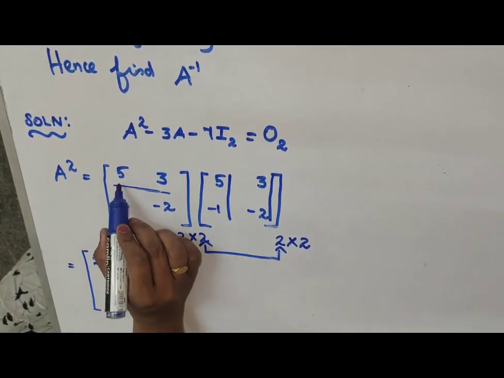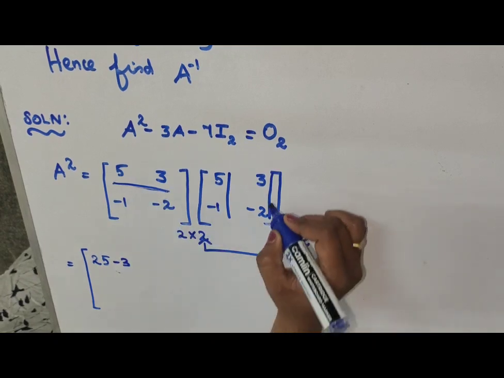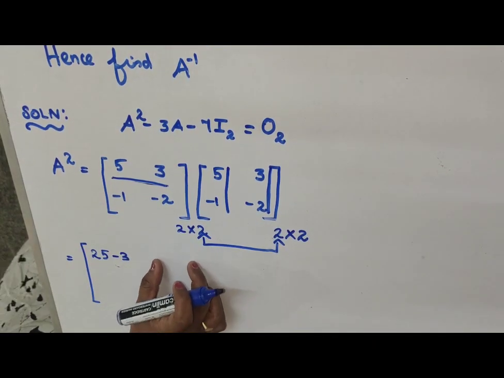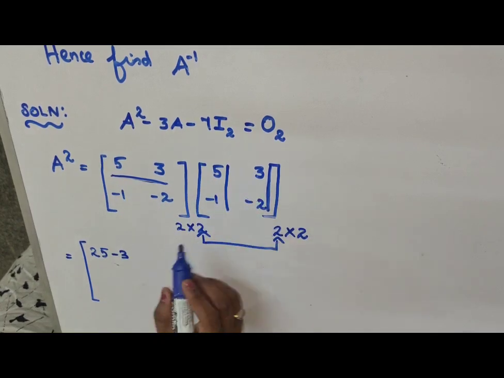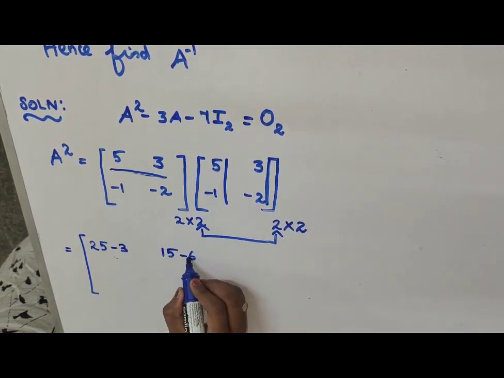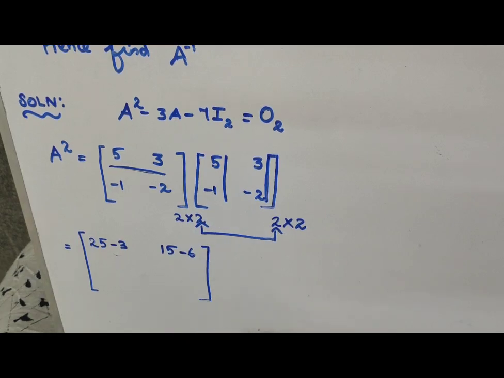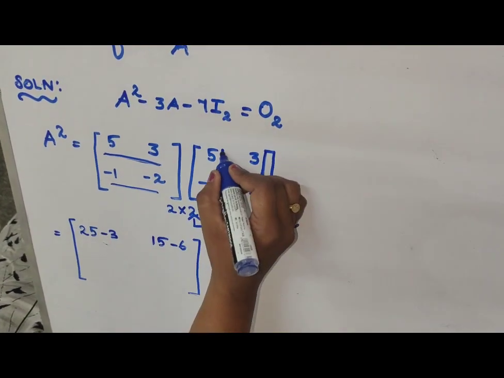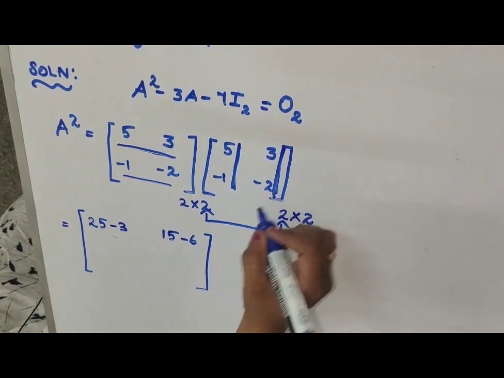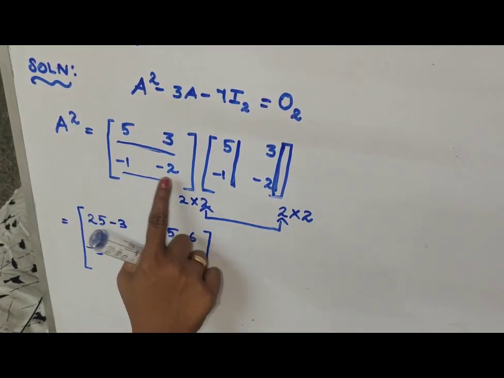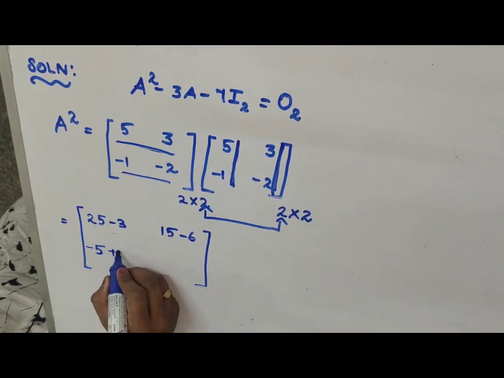Now, next we have to take this row and this column, and it will occupy this term. Which means 5 into 3 is 15. 3 into minus 2 is minus 6. First row is over. Next we have to take the next row and proceed the same with all the columns. Minus 1 into 5 is minus 5. Minus 2 into minus 1 is plus 2.